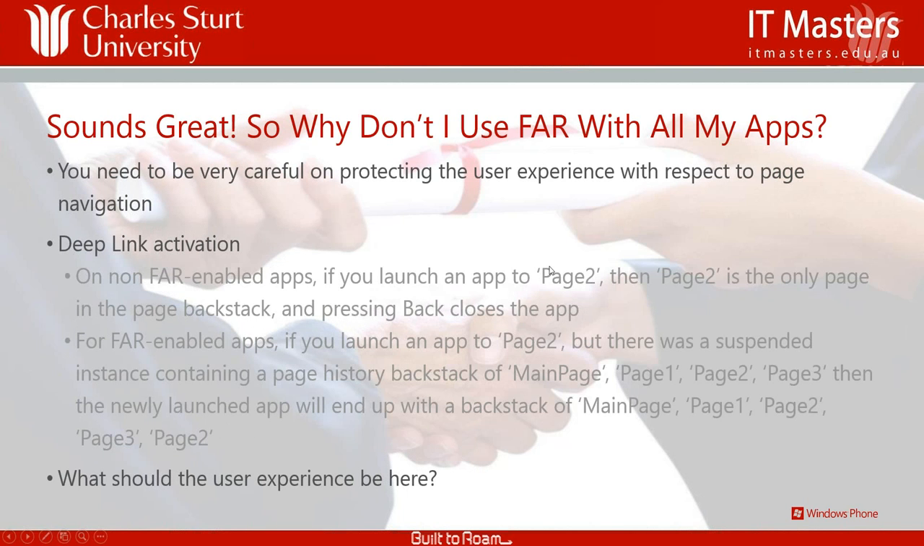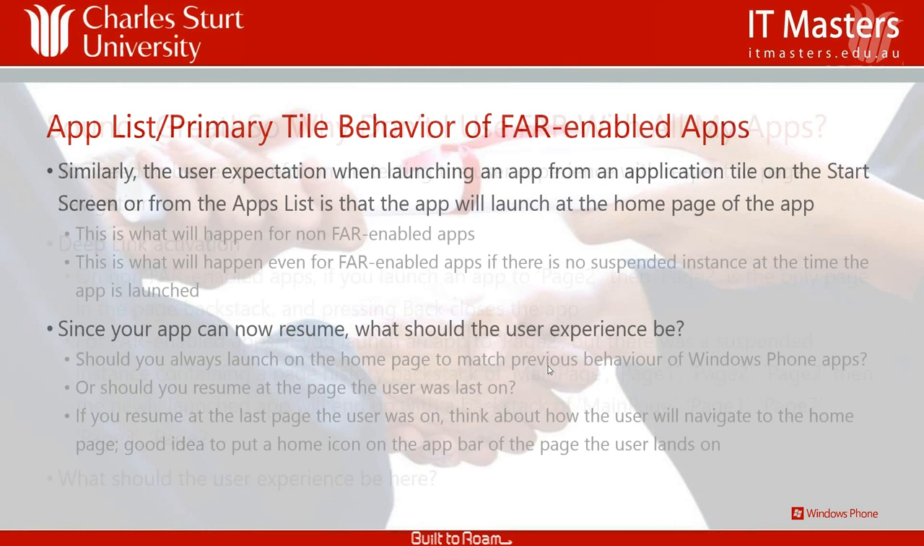So the challenge is, okay, why don't I use this in all my applications? Well, the reason is, as I described before, if you don't handle Fast Application Resume properly, then the user's going to get a really inconsistent experience. So the idea that they go page 1, page 2, page 3, and now they've got page 2, and they've got this backstack that goes through all of these other pages of the application that they're not expecting to be there. Okay, so this is just highlighting the flavor of Fast Application Resume which I spoke about.